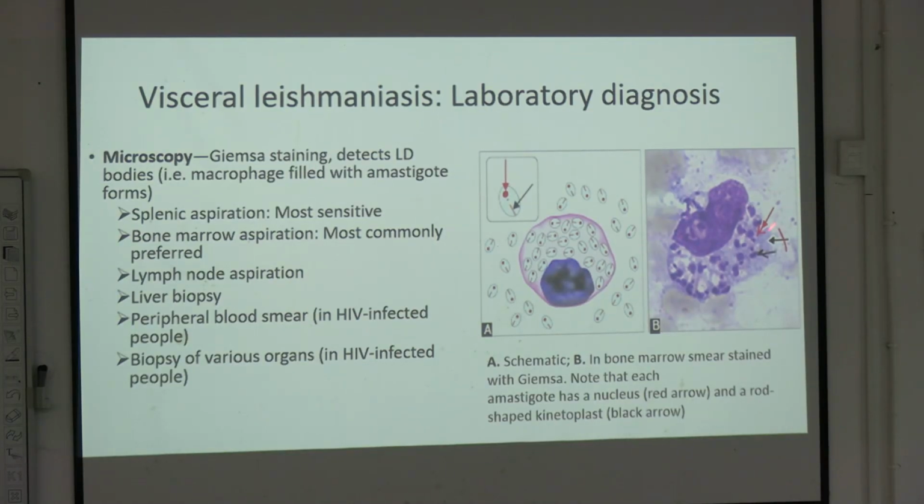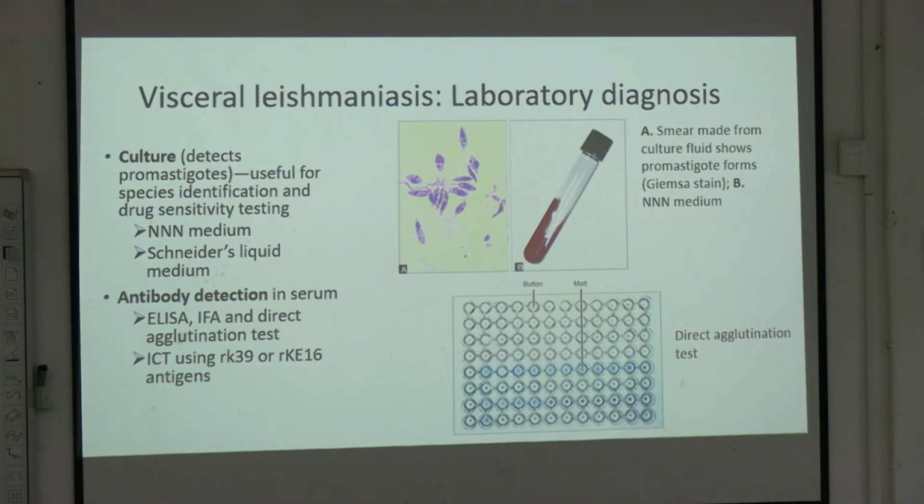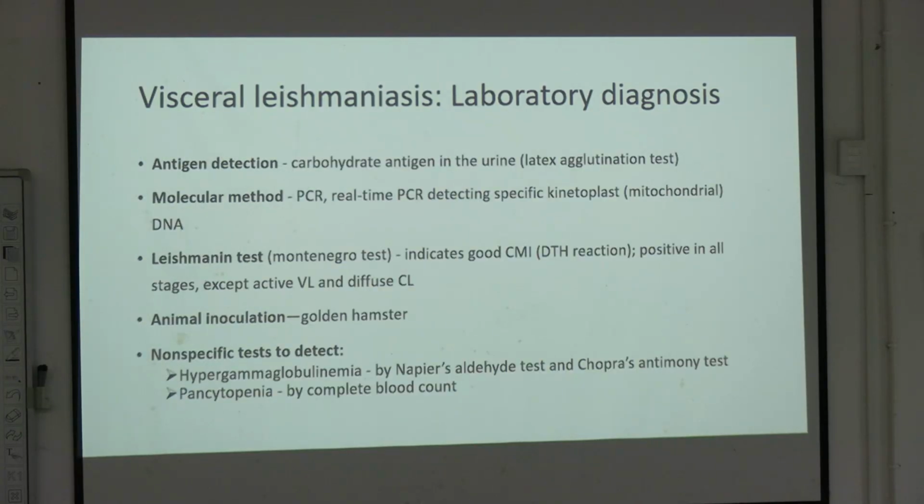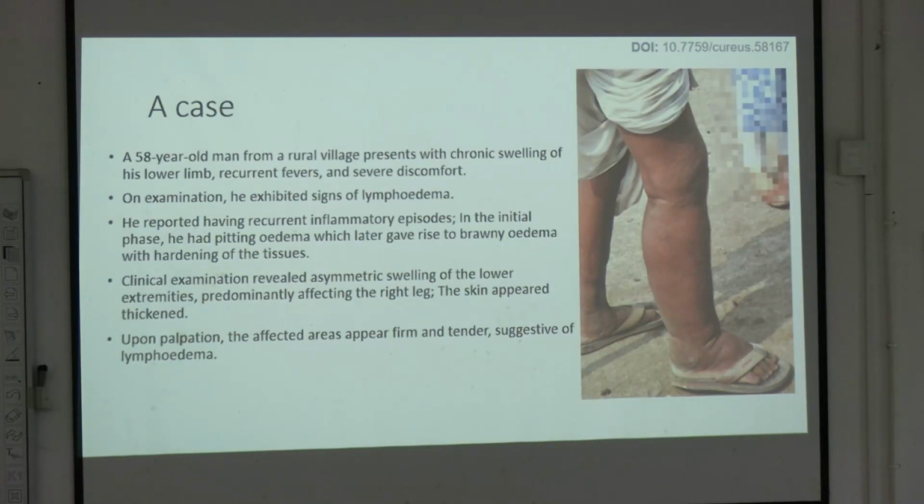On bone marrow aspiration, we can find on Giemsa staining these small particles, also called as LD bodies. Those are the amastigote forms of the parasite. Culture can be done on NNN or Schneider's medium, and antibody testing can also be done by ELISA. Last part of the parasitic disease would be this case.